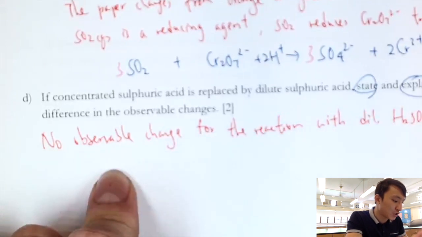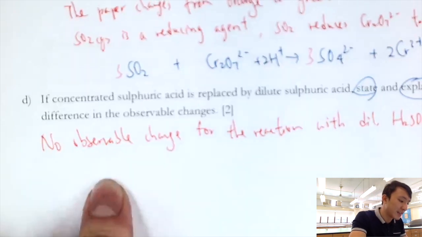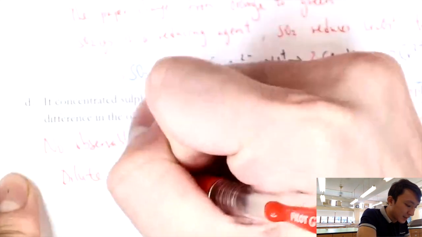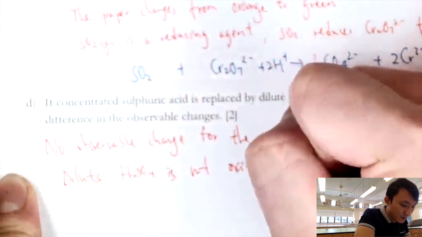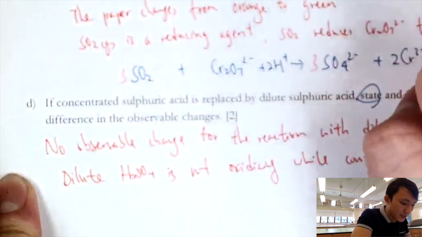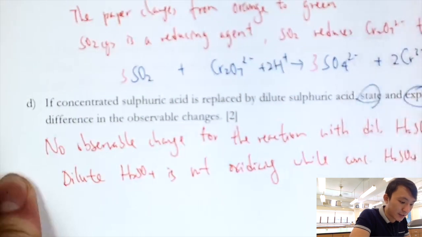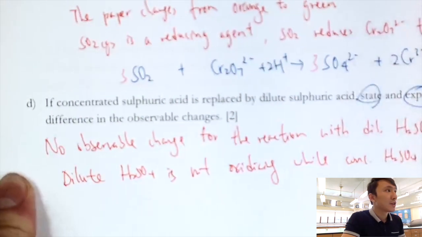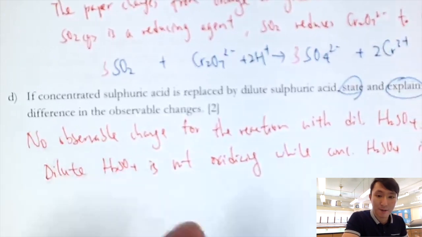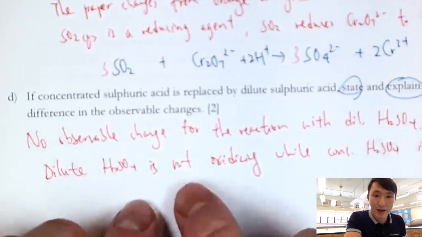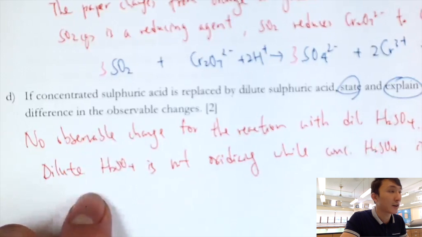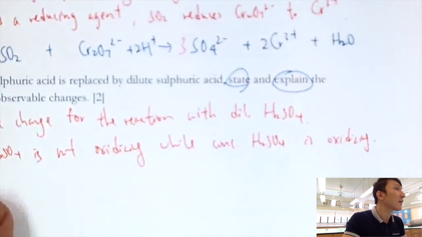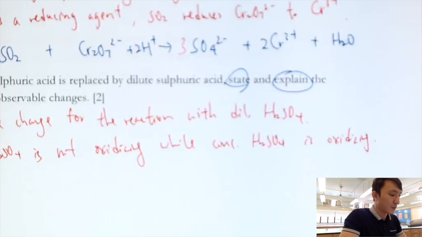You try to mention the fact that dilute sulfuric acid is not an oxidizing agent. So you will say that dilute sulfuric acid is not oxidizing, while concentrated sulfuric acid is oxidizing. Okay. Again, this question is requiring a comparative sense. So that means when you answer this question, you have to mention both the dilute sulfuric acid and the concentrated sulfuric acid. Okay? So it shouldn't be too difficult.